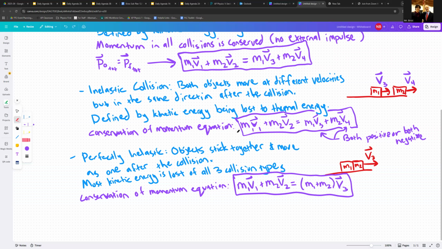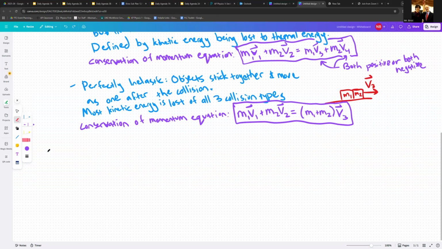So, all right, real quick, I just want to wrap up with this: these conservation equations also work just as well for what we're going to call generally explosions.